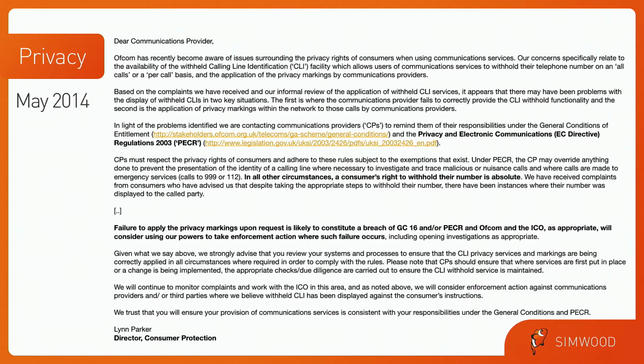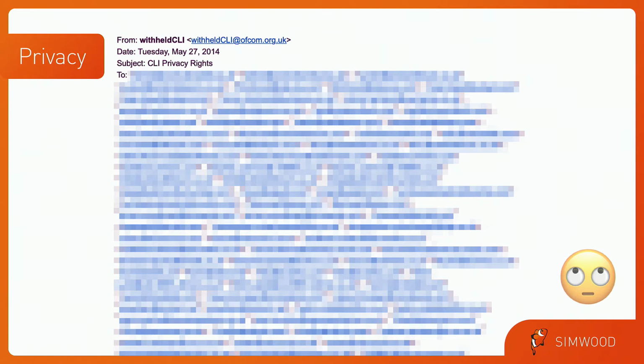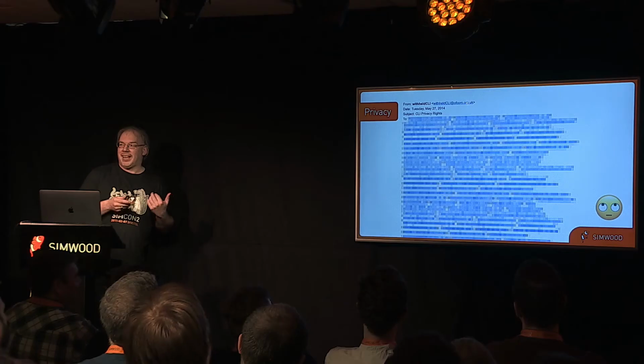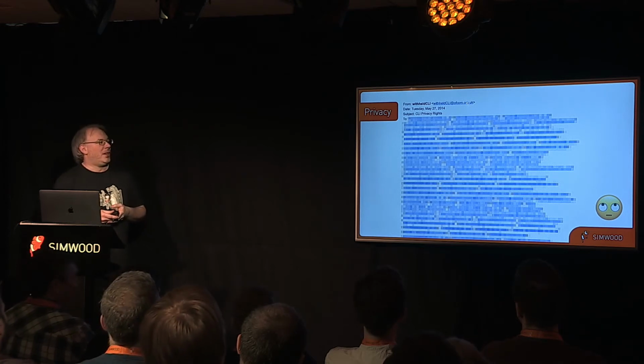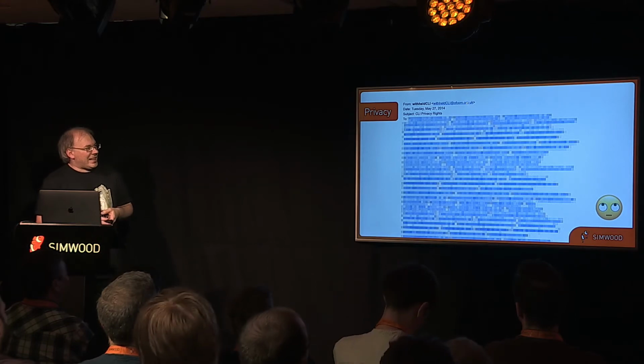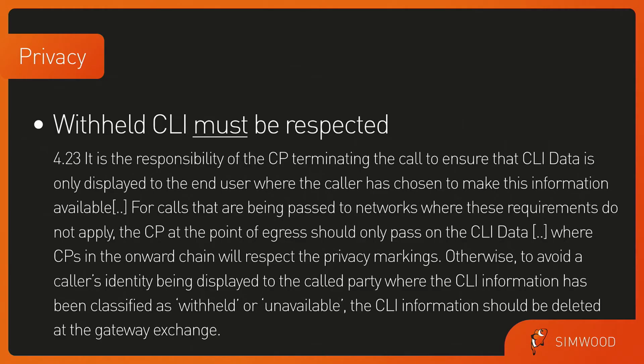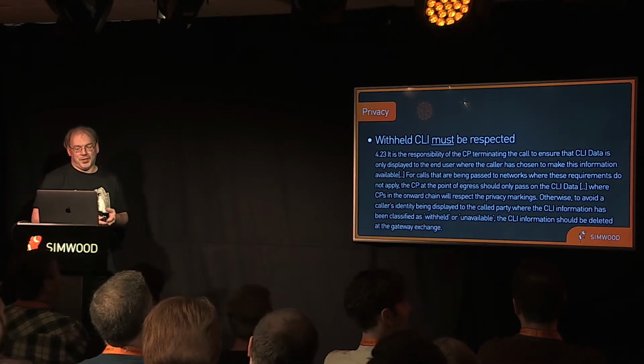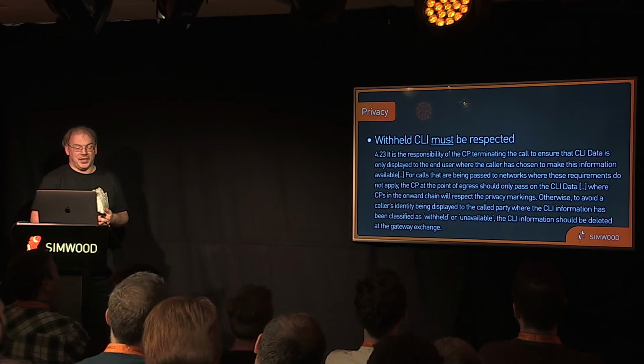The irony is this is an email about privacy, and Ofcom sent it with every CP in the country in the To line. These are direct personal email addresses of every communications provider, pretty much. Yeah, great. So withheld CLI must be respected, and that's how it now appears in GC6. It's obviously the responsibility to ensure that these markings are preserved.